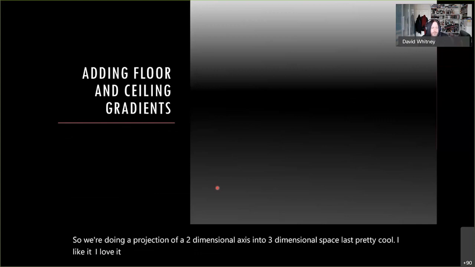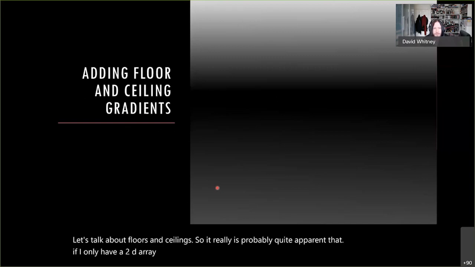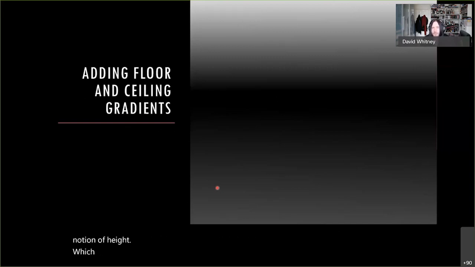So let's talk about floors and ceilings. It's probably quite apparent that if I only have a 2D array, I don't really have any textures for the floor or the ceiling. There's no notion of height, which actually, there was no height in Wolfenstein. There was no height in Doom. It was all simulated.